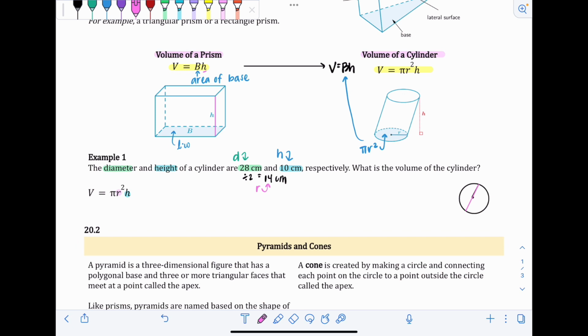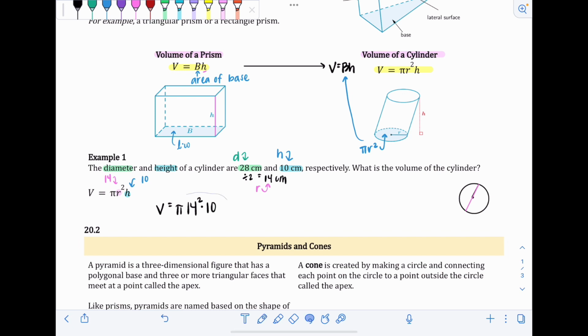So we'll take that 14 and put it in for r, and then take the 10 and put it in for the height. So it'll be V equals pi times 14 squared for radius squared, and then times 10. Okay, so we want to make sure that we follow order of operations correctly. You would never be able to multiply the 14 and the 10 together first. We would have to simplify exponents first.